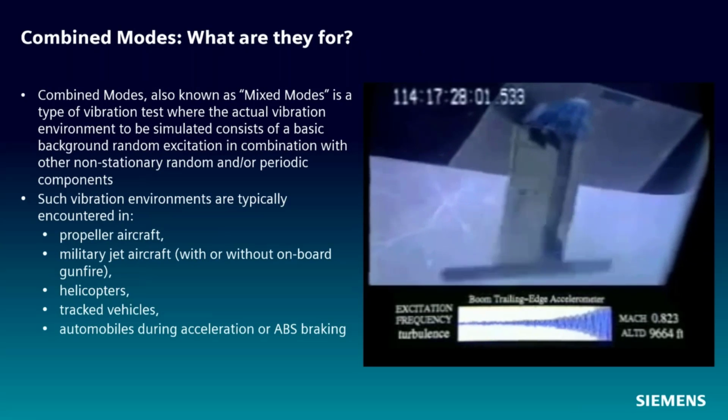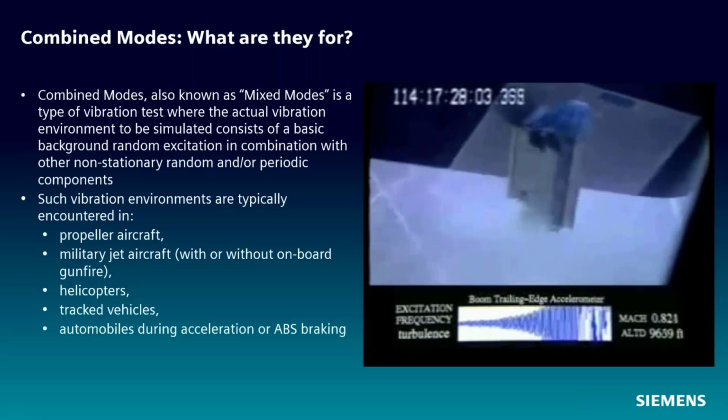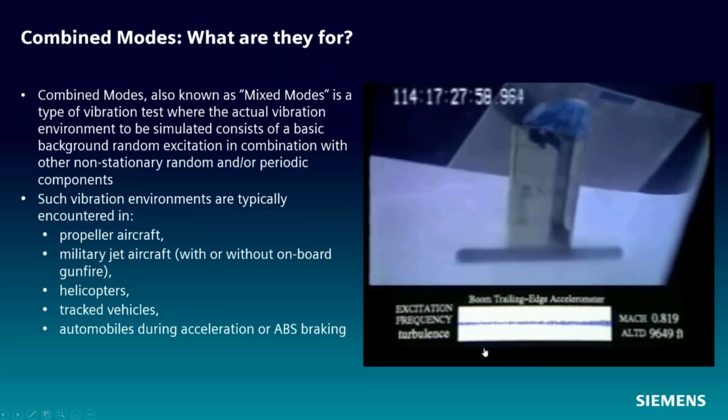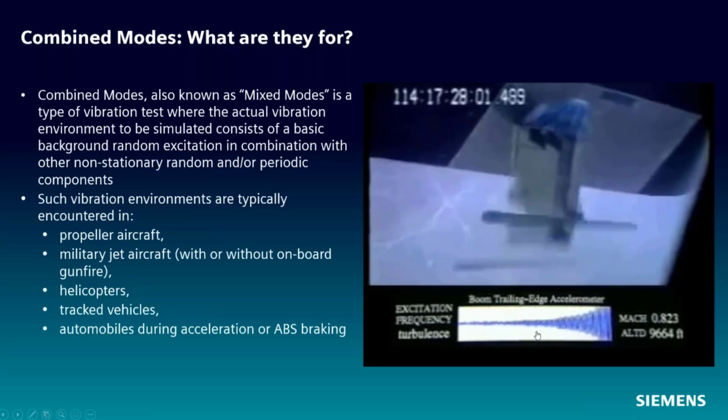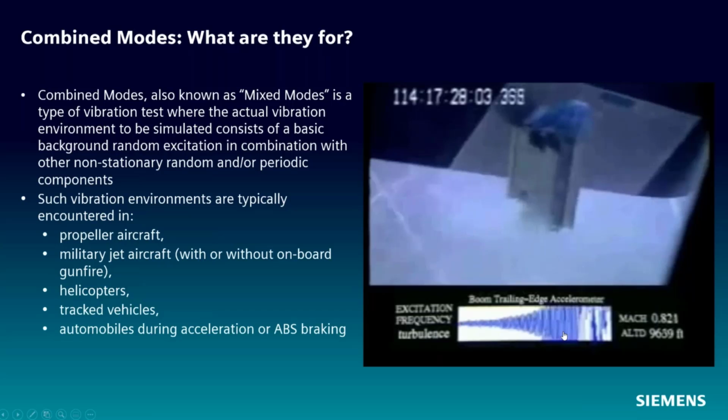Combined modes, what's going on here? If you look at this video, you'll see there's a base random excitation due to vortex shedding and all that stuff that happens aerodynamically. Then as the part fatigues, this random behavior starts to turn more into a sine behavior. So there's this base random from all the engine vibration, and then you have the sinusoidal component as the part gets into a resonance condition.